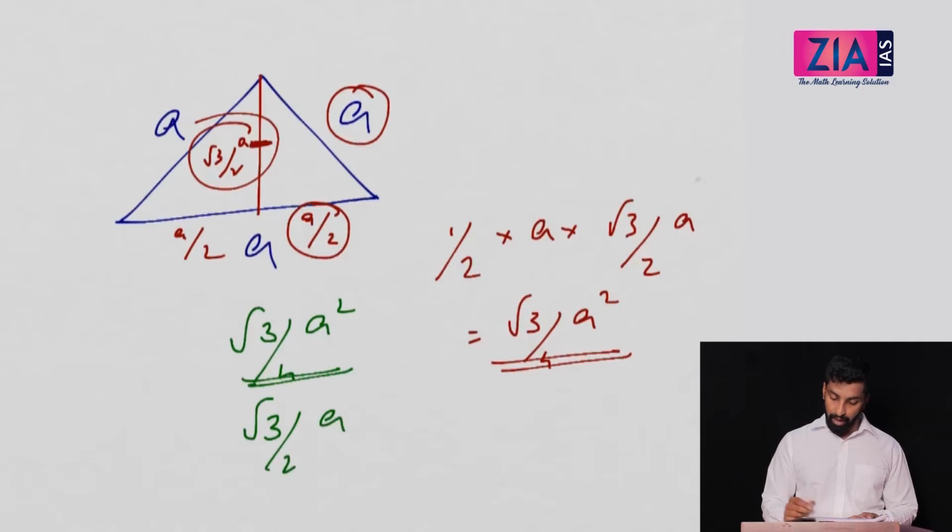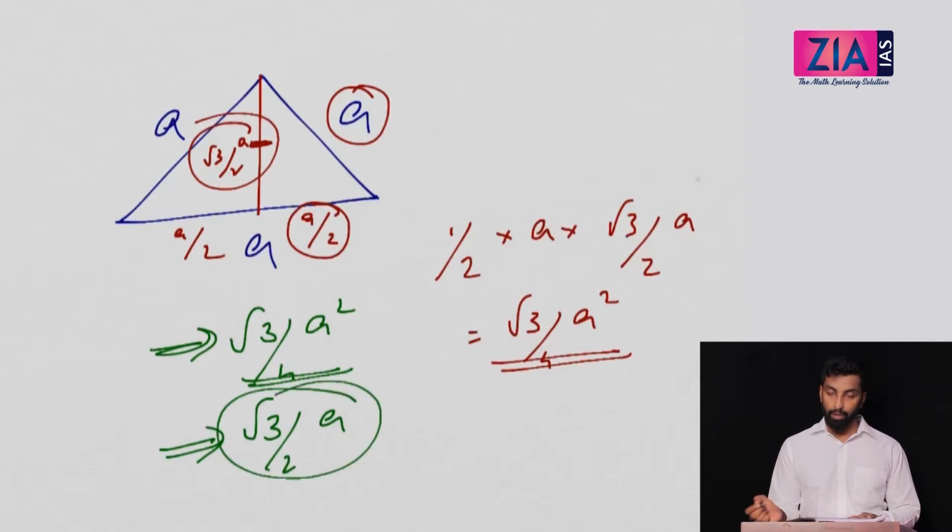Root 3 by 2A. Okay, so you can get questions based on area also, and you can get questions on the base or height also. So if one side is given, height is root 3 by 2A, area is root 3 by 4 A square.